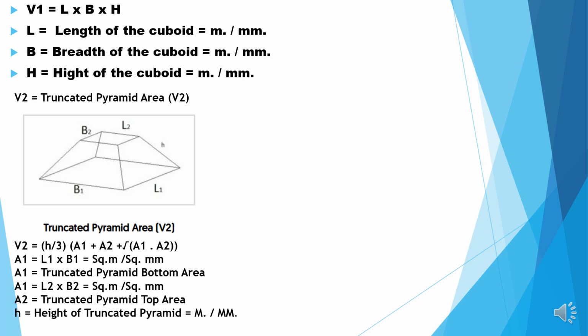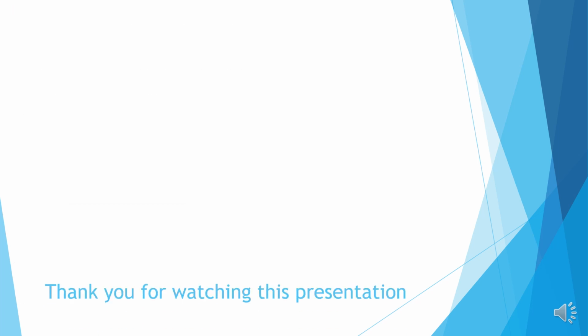So the formula for V2, that is the total volume, will be H by 3, that is the height divided by 3, times A1 plus A2 plus the square root of A1 into A2, where B1 into L1 will be called A1, and B2 into L2 will be A2. A1 is equal to L1 into B1 square meter. A2 is equal to top area. H is equal to the pyramid's total height.